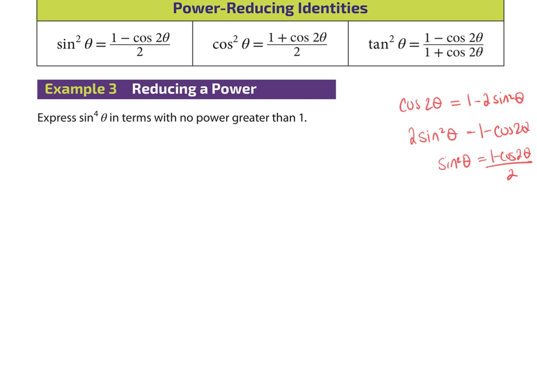Reducing the power. We're going to do some problems where we have to use some of these. So reducing the power, they give you something like this, sine to the 4th, and they want it all in terms of less than 2. So pretty much nothing greater than 1 power is what they want. And so when you have something like this, obviously we don't have a sine to the 4th, but we do have a sine squared.